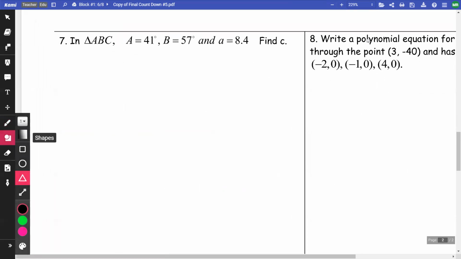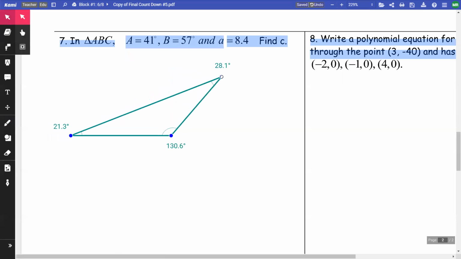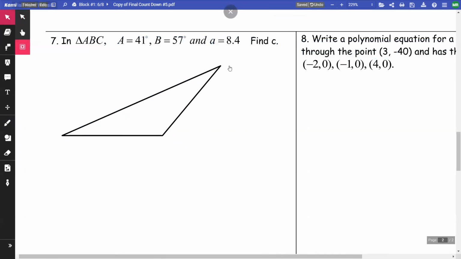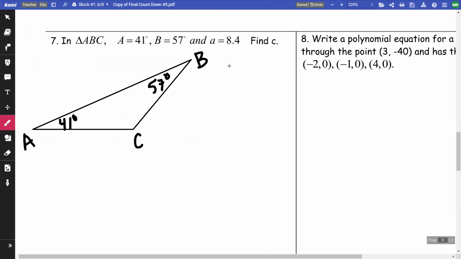Okay, I'm going to grab a triangle. So let's see. I'm just going to make it so that it doesn't look like it's isosceles or equilateral or anything like that. Okay, so that's good enough. So let's say that this is A, this is B, this is C. This is 41 degrees. This is 57 degrees. I don't know angle C, but I can find it. And I know that little a is 8.4. And we want to find little c.